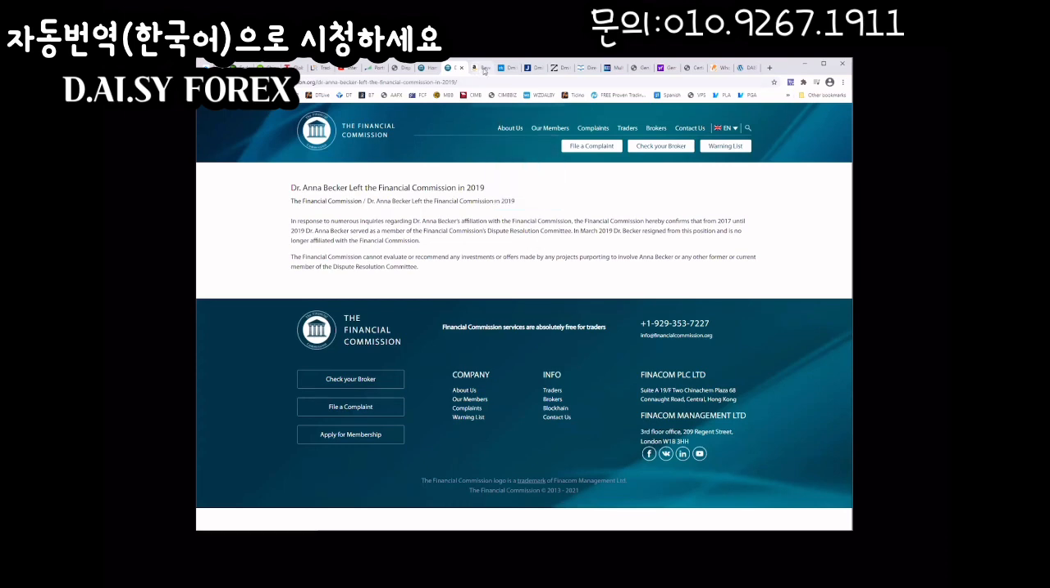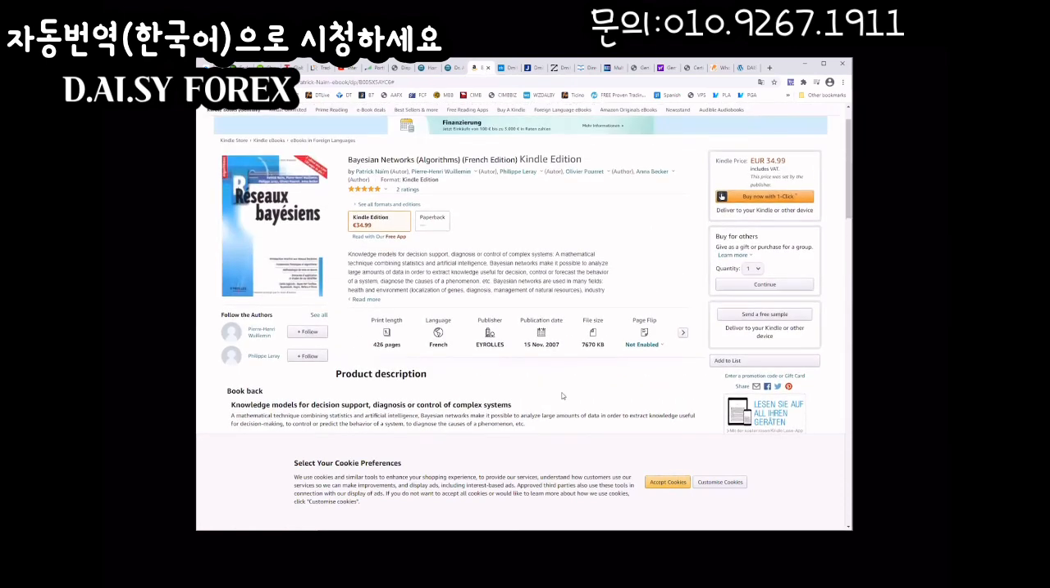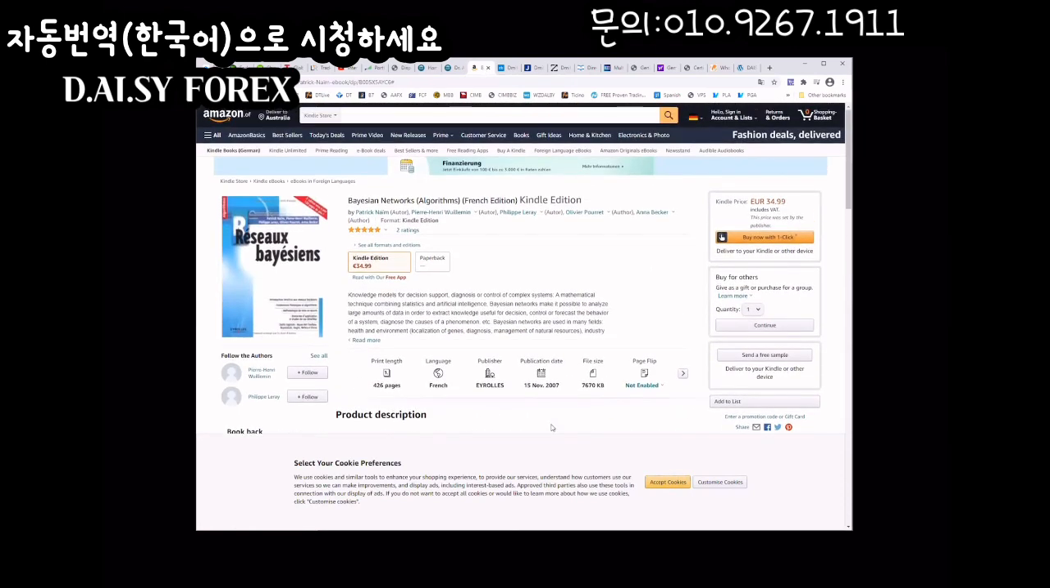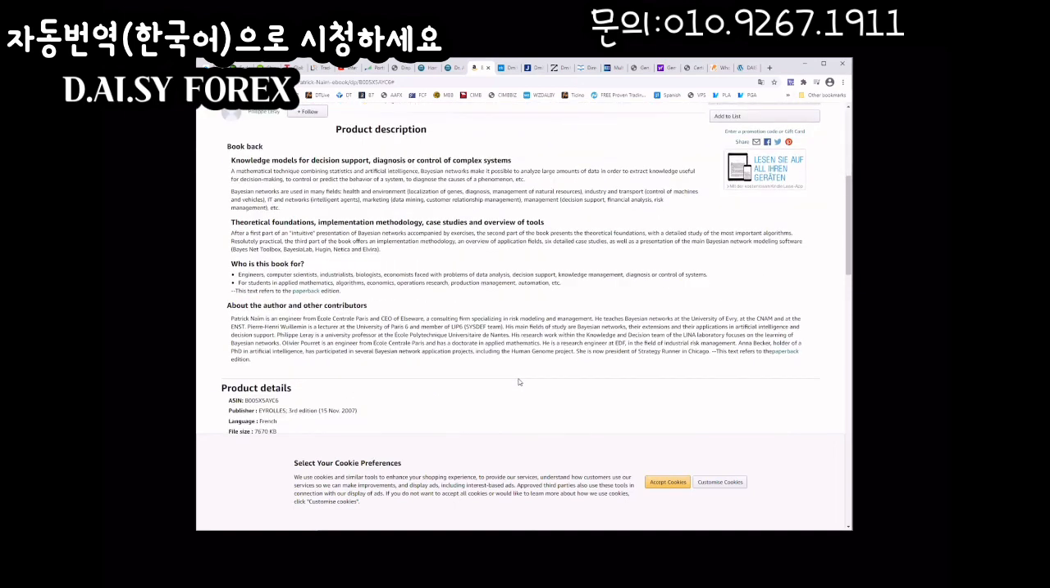So what I'm starting to do is build up an image of the data I've been told about her, adding up to the information I can find. So they also claim that she was a co-author of one of the books, Bayesian Algorithms. And for those that follow certain particular crypto presenters, you know that this is a very, very important thing. So where do we go? We go to Amazon. We find here that she's listed as one of the authors. Okay, so we go down the page a little bit more to see what is here. And here it goes. Anna Becker, holder of a PhD in artificial intelligence, has participated in several Bayesian network projects, including the Human Genome Project. She is now president of Strategy Runner, etc.